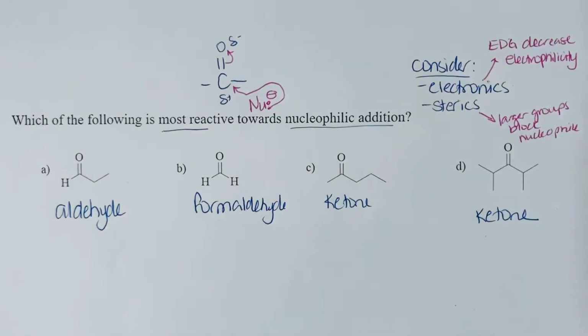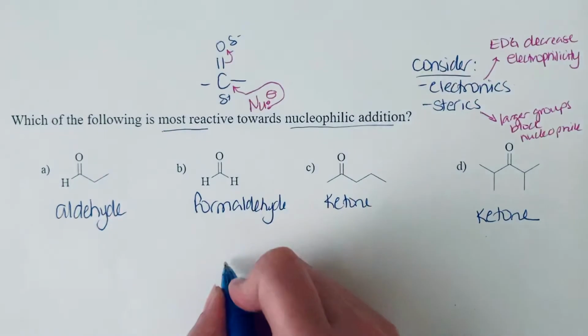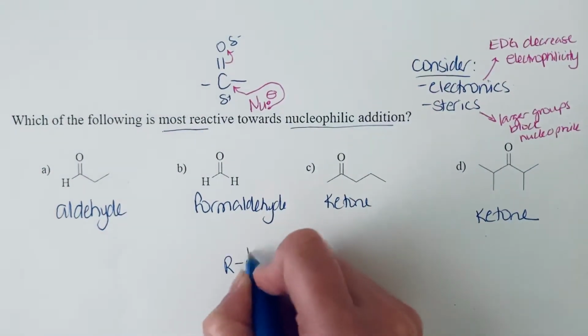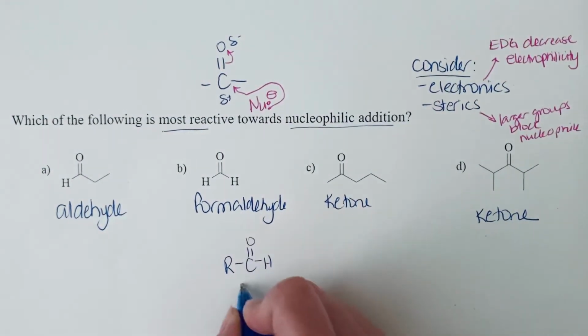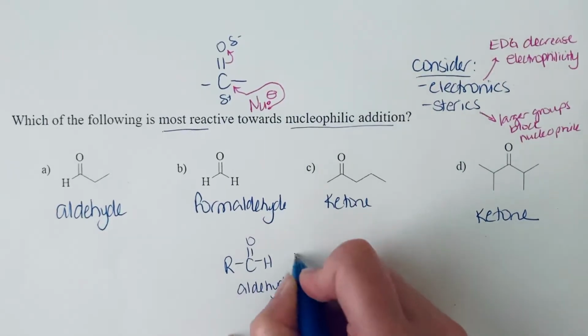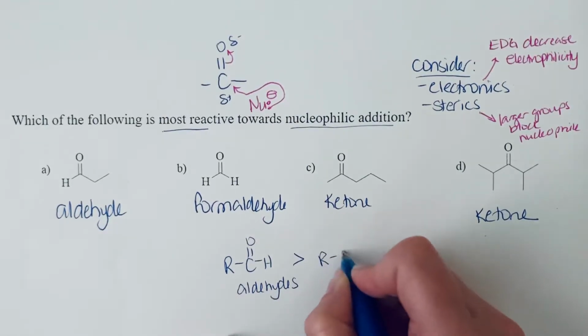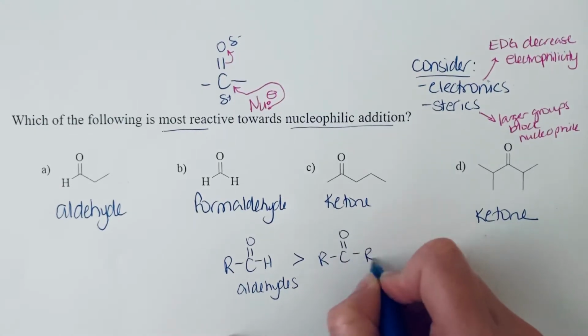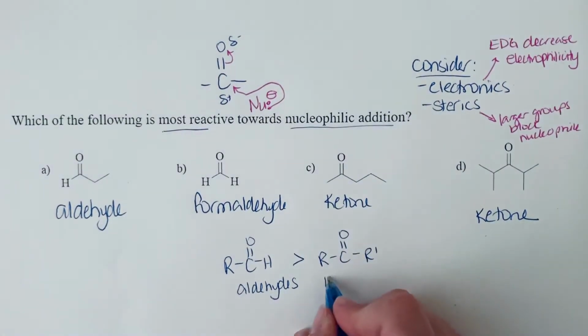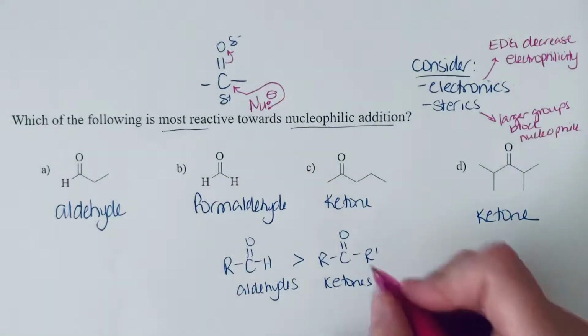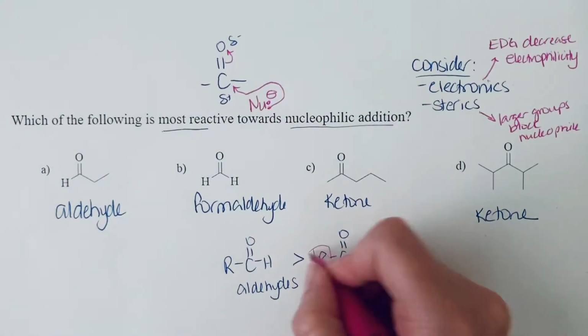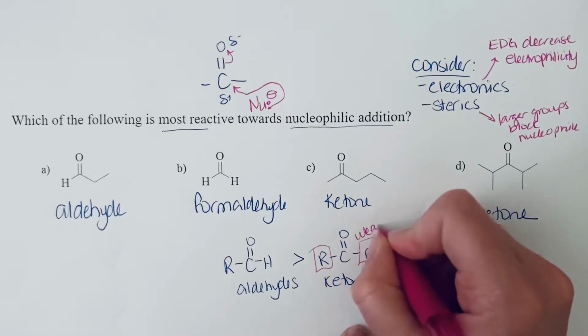So in terms of electronic effects, the first thing we want to recognize is the difference between the reactivity of an aldehyde and a ketone. And so the general trend that we say is that aldehydes are more reactive than ketones. And this is because your ketones have 2 electron donating groups. So those R groups, these are weakly electron donating.